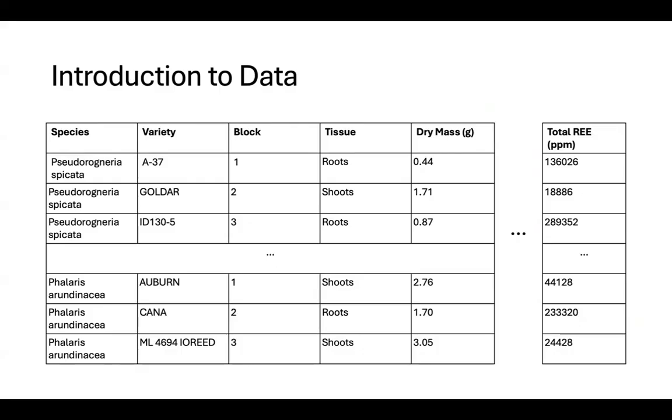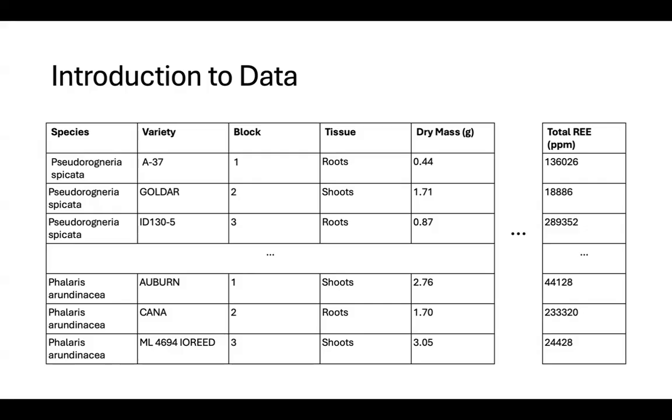So this is a brief look at the example data we're going to be using today. We have data on 2 different species, 7 different varieties within each species, across 5 different blocks, with 2 different tissue types, roots and shoots, dry mass in grams, and the total rare earth element concentration in parts per million within the plant tissue.